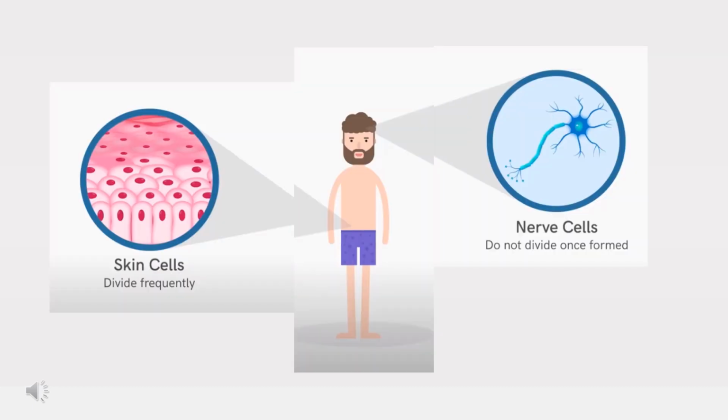Now tell me one thing. Do all the cells divide in the same way? Just think about it. The answer is definitely not. Every cell in our body has a different tendency to grow and divide. To be precise, some cells divide throughout their lifetime while others do not divide once formed. For example, our skin cells divide very frequently. On the other hand, our nerve cells do not divide once formed.